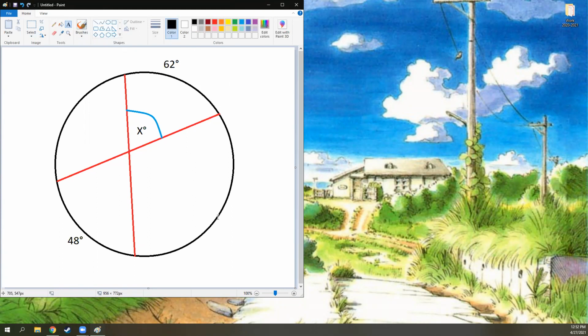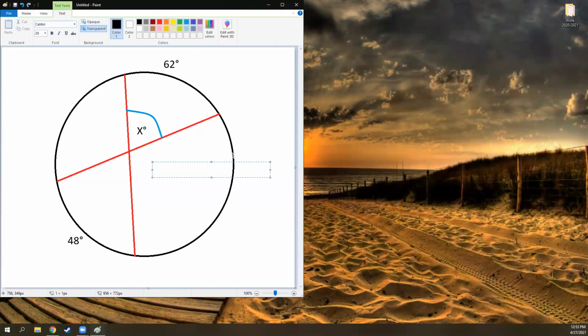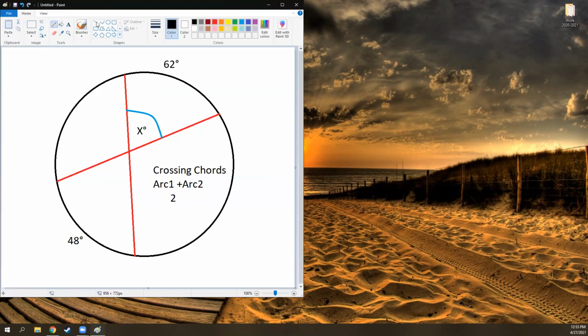When two chords crisscross, there is a little quick formula for solving the angles inside. Crossing chords: arc 1 plus arc 2 over 2. Now, when I say arc 1 and arc 2, I mean this angle's arc, right? Because an angle makes its own arc. And I also mean the one that it is vertical to. Its vertical angle arc is arc 2. So arc 1, arc 2.